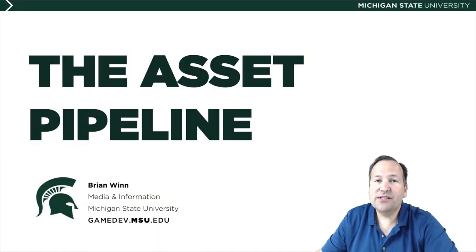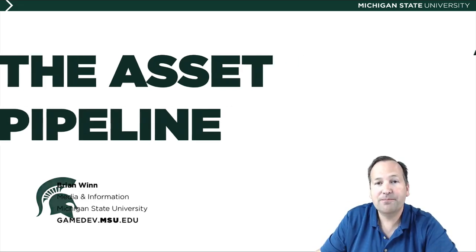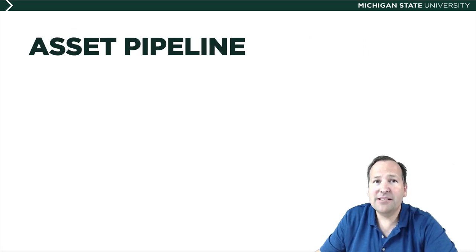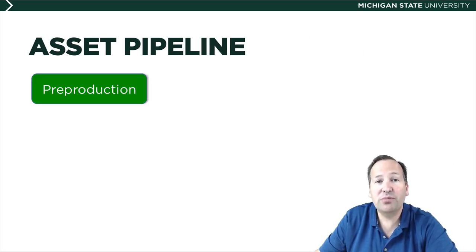In this lecture, we'll discuss the asset pipeline. The asset pipeline, simply put, is the steps it takes to get a game asset into the game. A typical asset pipeline includes 3 stages, each with various substages, starting with pre-production. Pre-production is where the design and conceptual work happens.